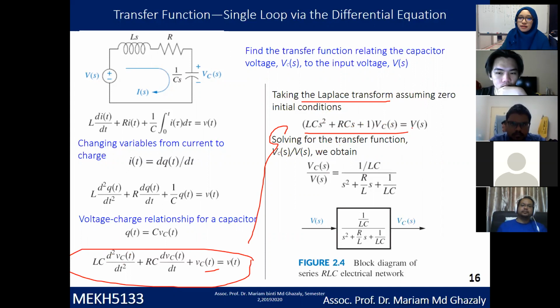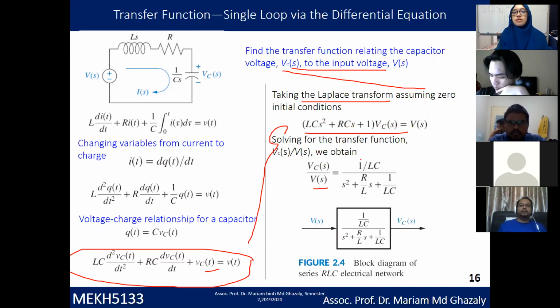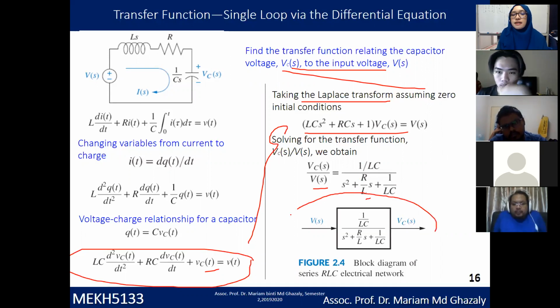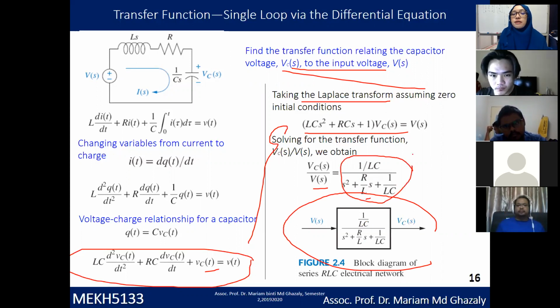Then you take it out and make it into the transfer function of VC over VS, since the question asks you to get VC over VS. So rearrange it, you will get 1 over LC over S squared plus R over L S plus 1 over LC. From here you can draw out the block diagram. This will be the transfer function. The output will be VC and the input will be VS.